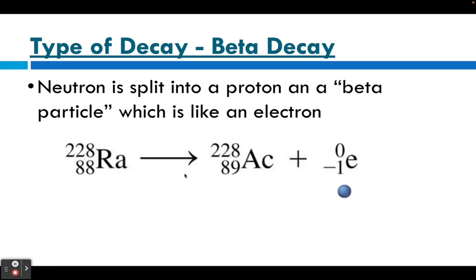So a neutron in the nucleus is split into a proton and what is called a beta particle, which is like an electron. So it's a negative particle, like an electron. That is what happens. So a neutron breaks apart into a proton and basically an electron. So think about that. Neutrons seem to be made up of protons and electrons together.